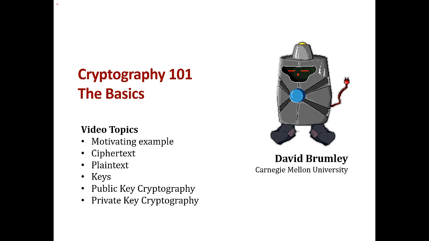In this video, we're going to look at Cryptography 101, the basics. And by basics, I mean the absolute fundamentals. I'm going to start out with a motivating example that describes a common scene where we want to use cryptography. I'm going to use this to explain the basic vocabulary like what a ciphertext is, what plaintext is, what are cryptographic keys, and then I'm going to describe a little bit of what public key cryptography is and what private key cryptography is. I want you to really just have an understanding of these terms.